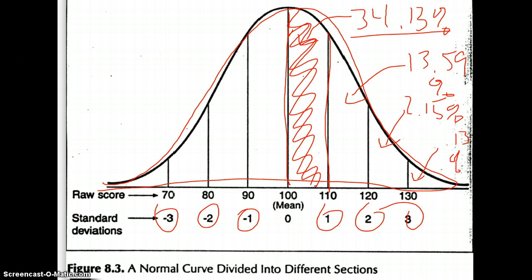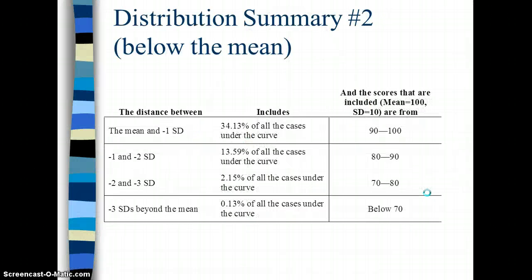We have significantly less that are between 1 and 2 standard deviations from the mean. Then it's rare to be in this area, right? If you add 2.15 and 0.13, you get 2.28. So only 2.28% of the whole sample, of all the cases, of everything you've got in this normal distribution, is going to be in this part over here on the end. Very rare. And the same is true for the other half of the distribution.